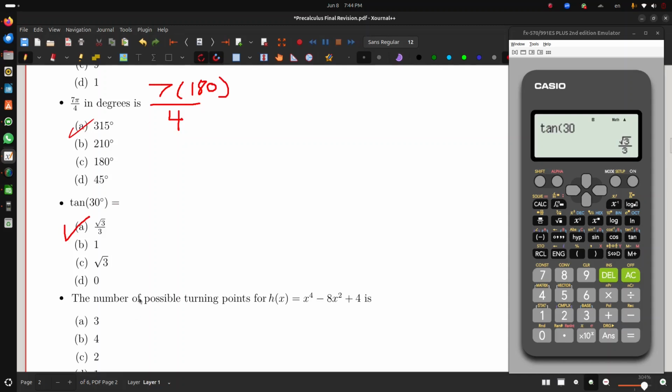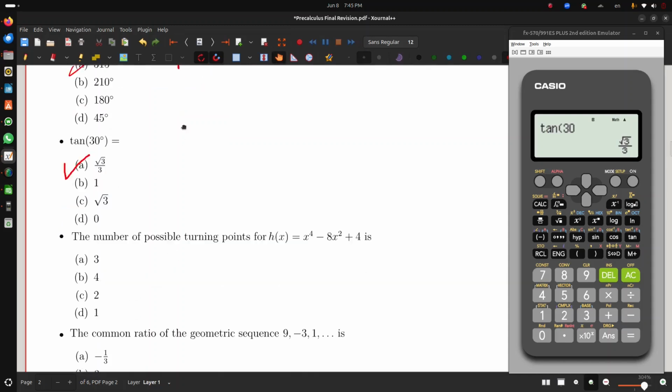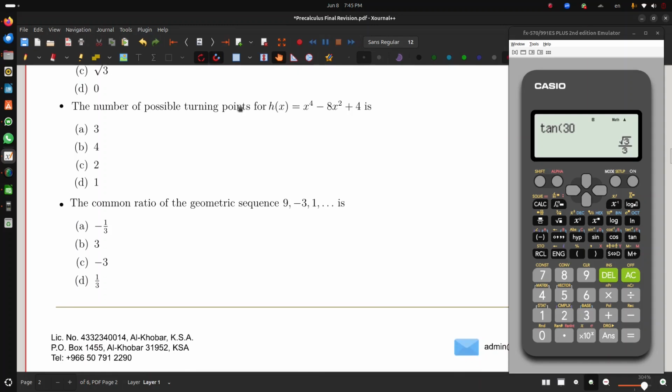Okay, next one, the number of possible turning points for h of x, which is equal to x power 4 minus 8x squared plus 4. About this question, you look to the degree of the leading term, which is 4. This is the possible number of zeros, but if you need the possible number of turning points, you subtract 1 from the power, so it will be 4 minus 1, which equals 3.